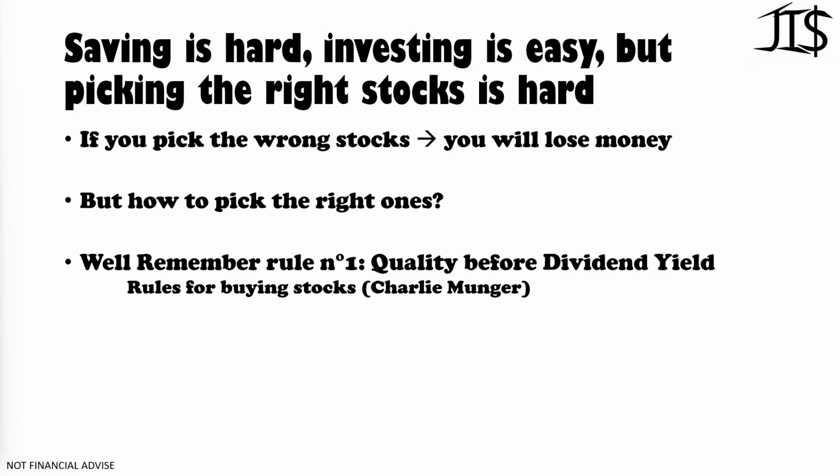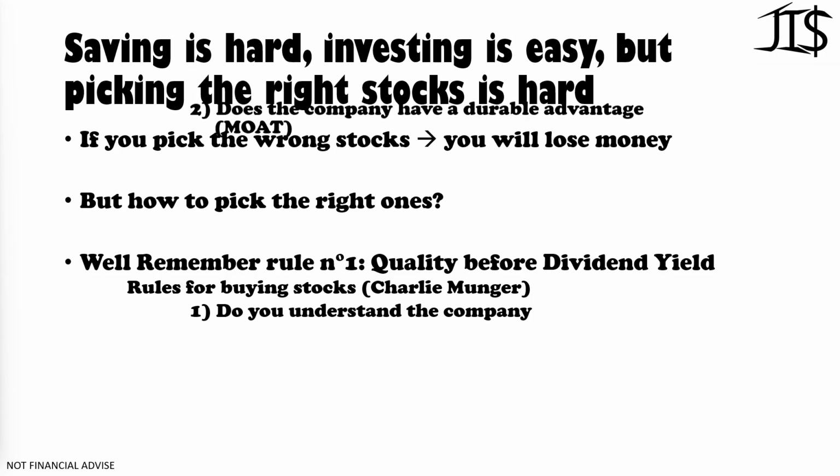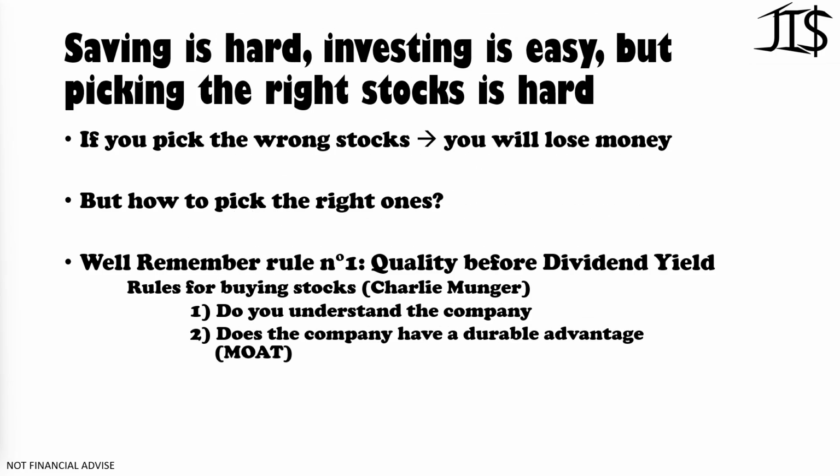And what is a good company according to Charlie Munger? Well, you have to understand the company, so you need to be able to explain it really easily. Does the company have a durable advantage? So it needs to have a moat, and you need to trust or believe the management. That's not easy, of course, for us because we are normal people. We don't have the chance to speak with the management, of course. So that's a bit more difficult.